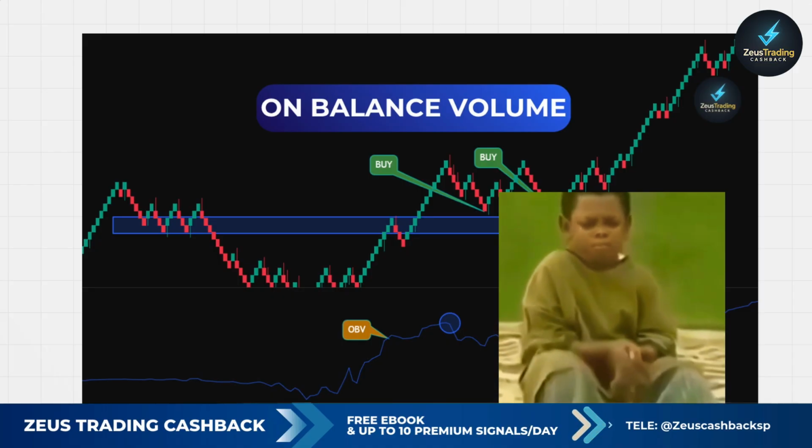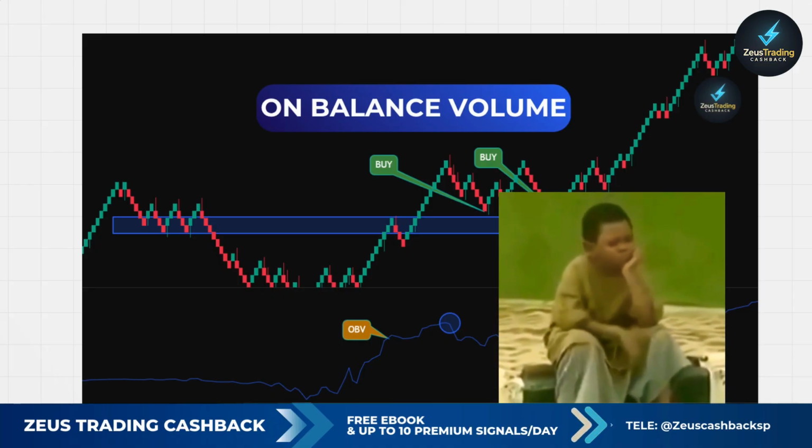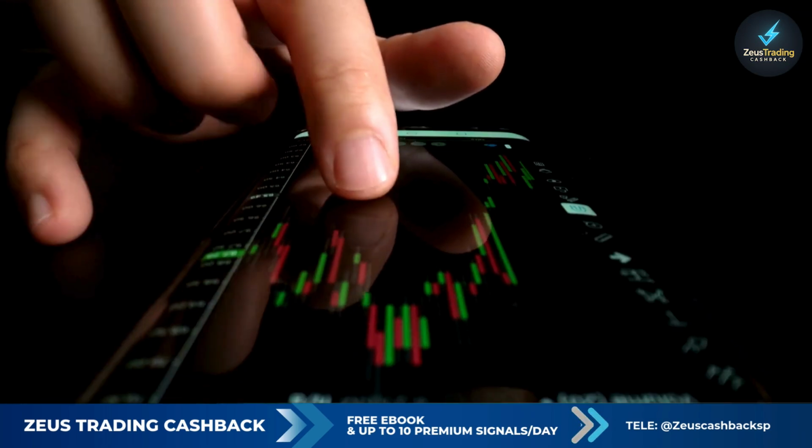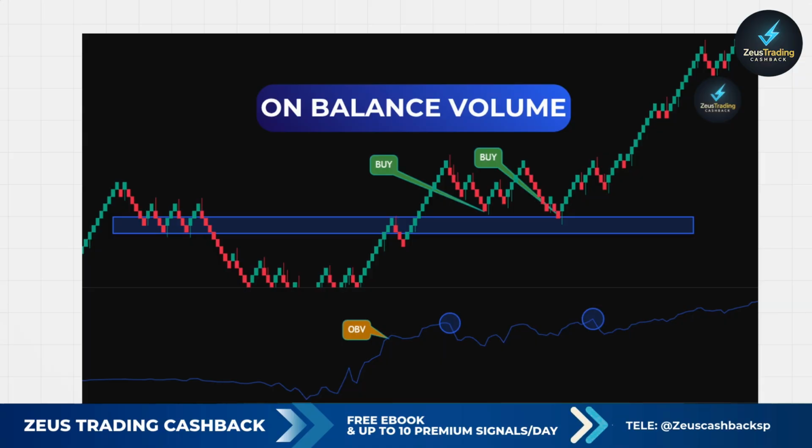Imagine a new green brick forming above the SMA, while OBV also breaks higher. That's a high probability long. Your stop can go 2 bricks below entry, while your take profit is at least 3 bricks above. You can then trail the stop brick by brick to lock in profits. On the flip side, a red brick below the SMA with OBV printing new lows is a strong short signal.